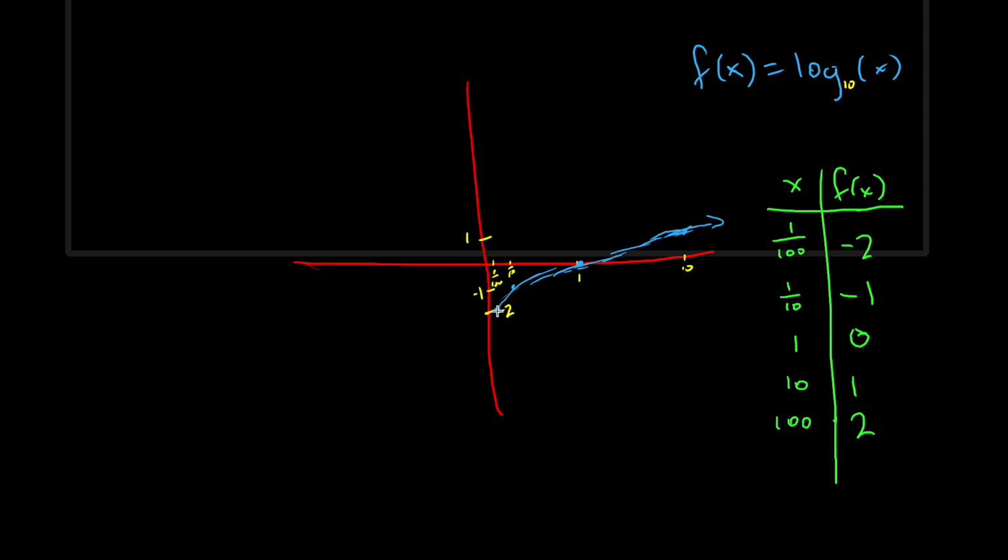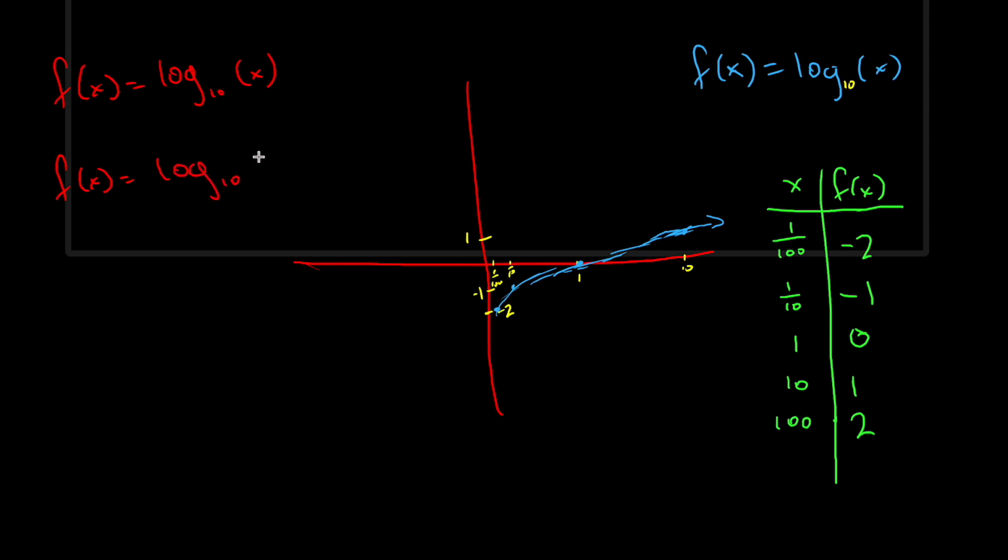What happens to this bottom part? Does it intersect the y-axis? Does it do something else? Okay, well, let's think about this a bit. We have, I'll just rewrite it, f of x is equal to log base 10 of x. We're trying to figure out what happens when x comes closer to 0. Well, let's just plug in 0, see what happens.